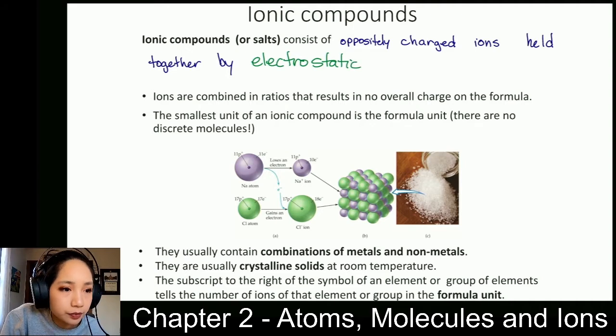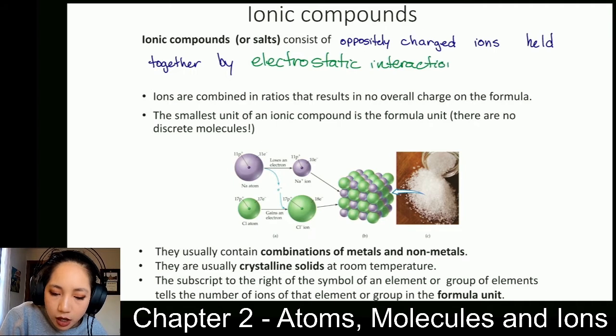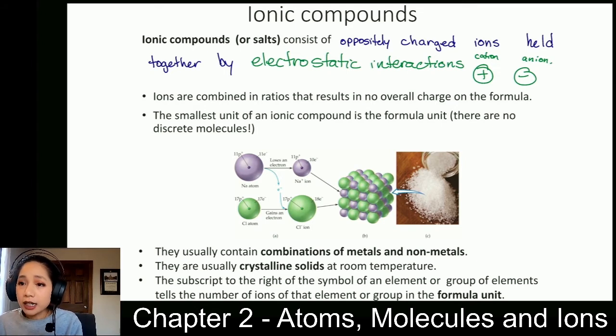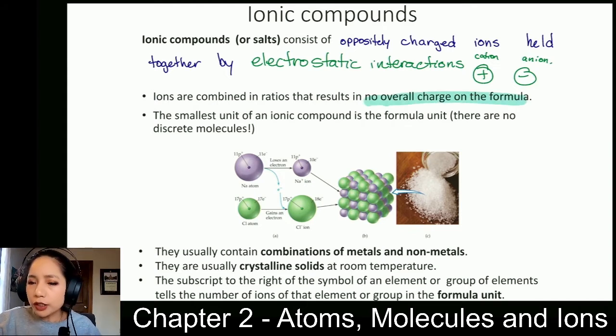Electrostatic interactions. What we mean by that is the cation is attracted to the anion because they are oppositely charged. Cation, anion. Other things about how those cations and anions combine: they have to combine in such a way that the resulting ionic compound has no net overall charge. We'll do a little practice in the next slide where we try to achieve that no overall charge in the formula, showing how those cations and anions combine.